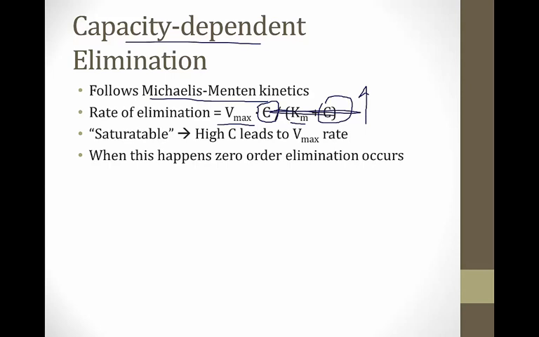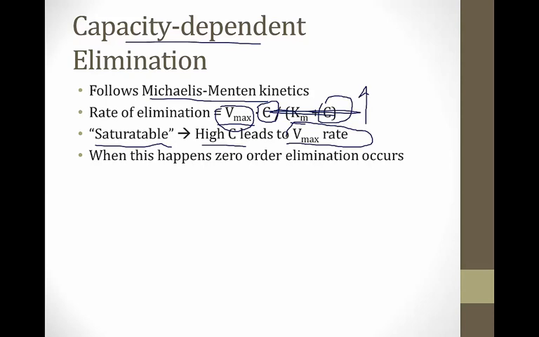In other words, the C over Km plus C cancels each other out, and the rate of elimination is just equal to Vmax. What this means for elimination of drugs is that drug elimination is saturatable. If you put the concentration of drug at a high enough level, the system will just operate at the Vmax rate. And when it's operating at a constant rate, that's zero order elimination.